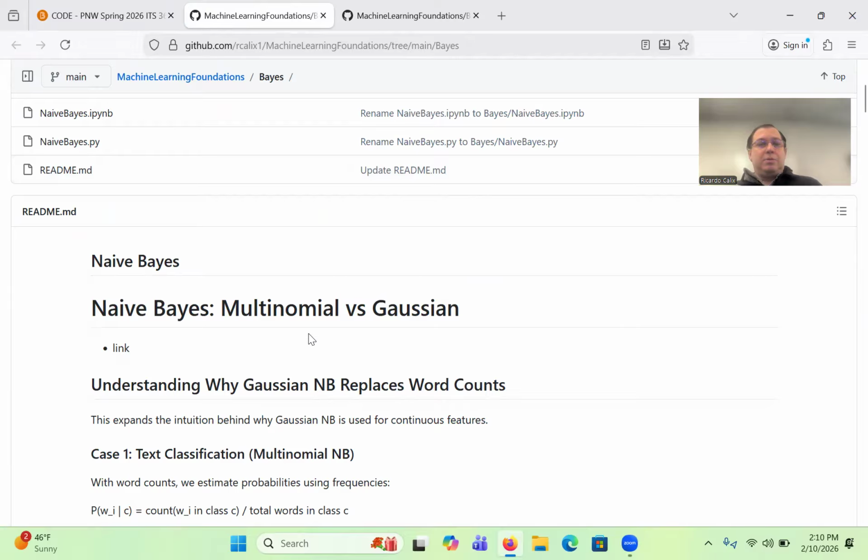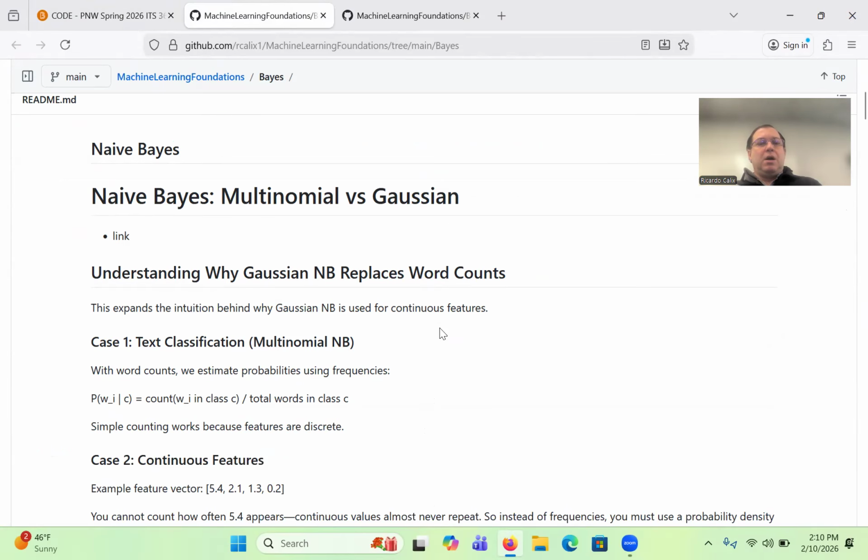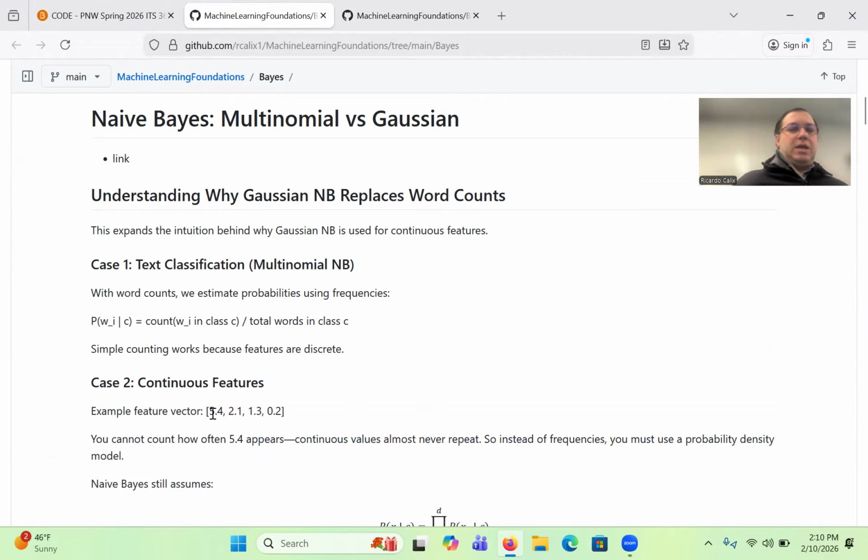So sometimes one is called the multinomial, the other one is called the Gaussian. Essentially, case one, text classification. So I'll explain this first, and then we have the continuous case. So essentially, sometimes if you have a word, like cat, how many times does cat appear in a book or several books? So you can count it. That's a feature, as you know.